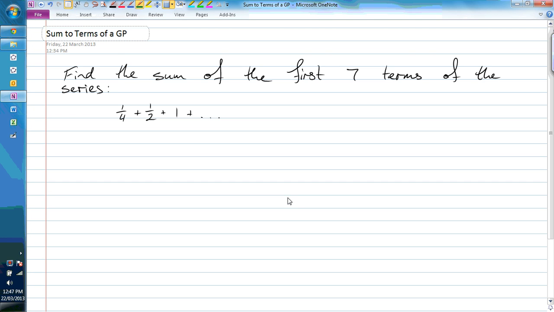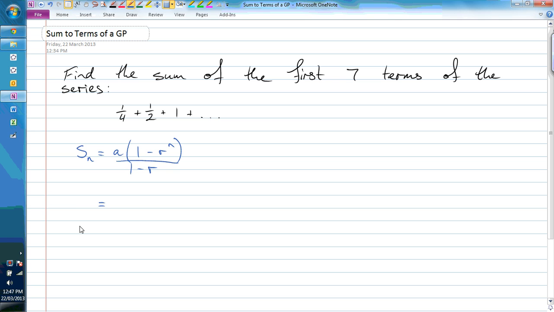Now I want to look at how we use the sum to n terms formula to find the sum to n terms of a GP. We know that the sum to n terms of a GP is given by a outside of 1 minus r to the n all over 1 minus r. I'm just going to use this form of the formula. If you wanted to use it around the other way, that's fine. You will get exactly the same answer.